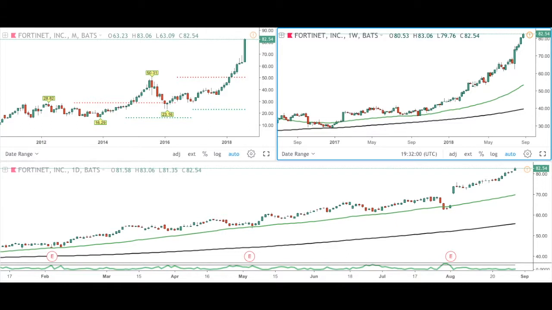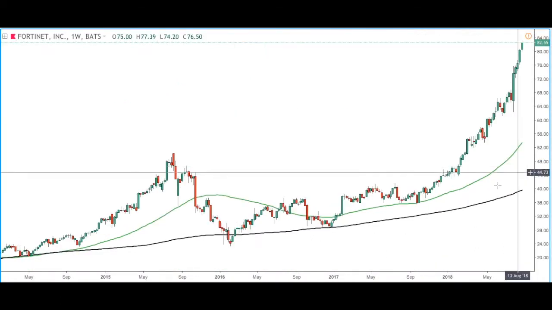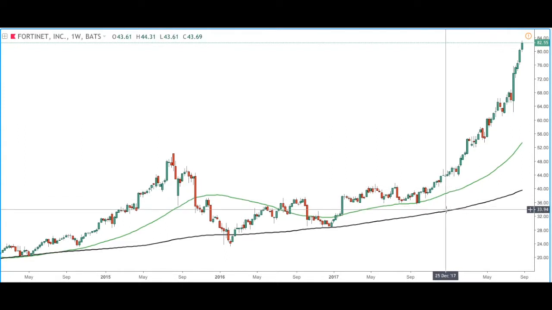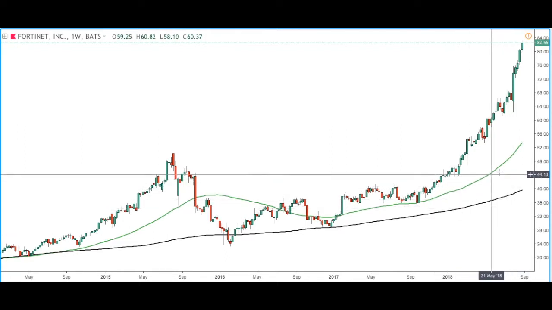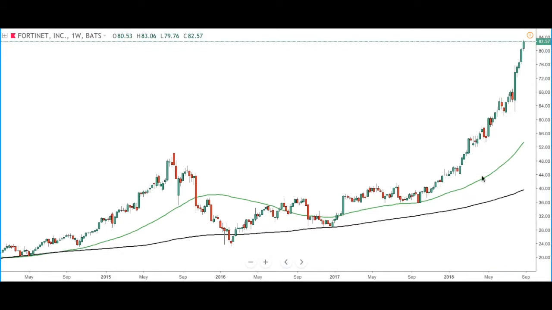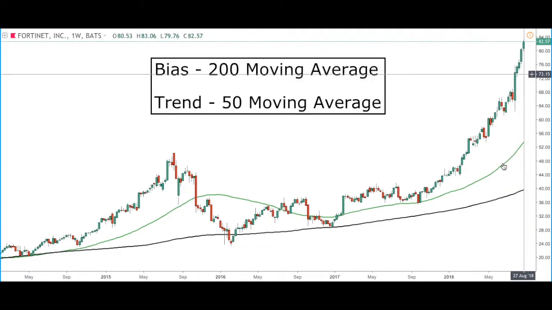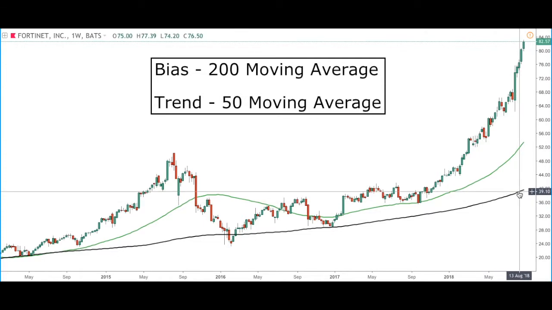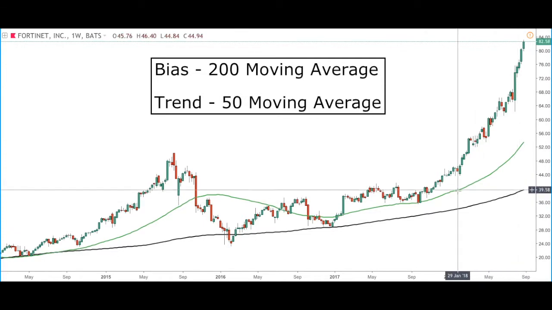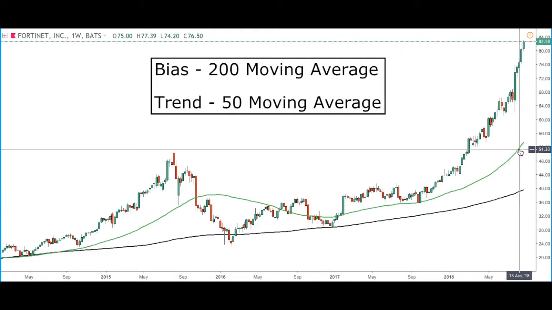Now we'll be looking at a handful of stocks and a couple Forex pairs in this example. With that being said, we'll go ahead and have a look at our first stock, which is Fortinet Incorporated, ticker symbol FTNT. Looking at the weekly time frame, we can see that we have our two moving averages here, the black one being the 200 moving average and the green one being the 50 moving average. Now we'll be using the 200 moving average to determine the bias, and we'll be using the 50 moving average to determine the trend. As you can see, price is trading above the 200 moving average, which gives us a bullish bias on this time frame. Price is also trading above the 50 moving average, which is giving us a bullish trend on this time frame.